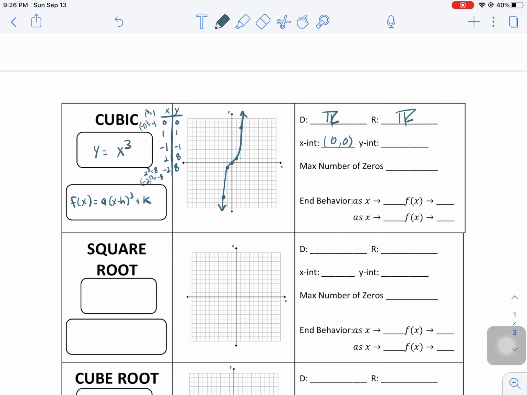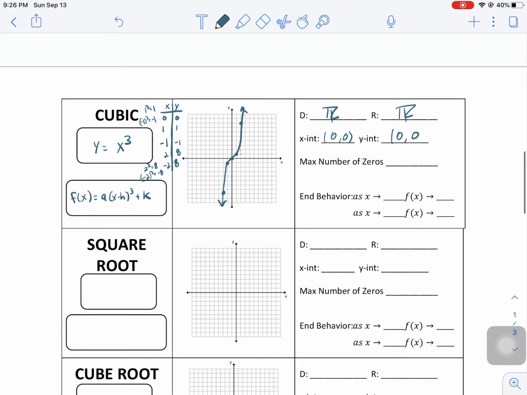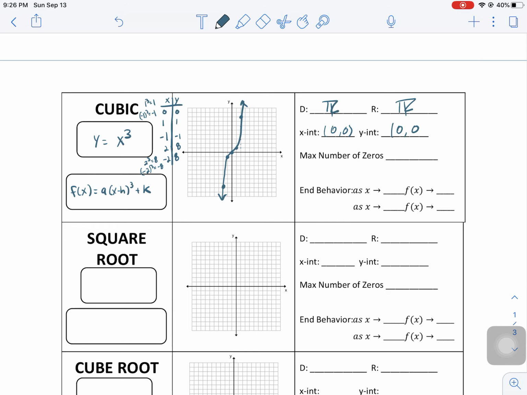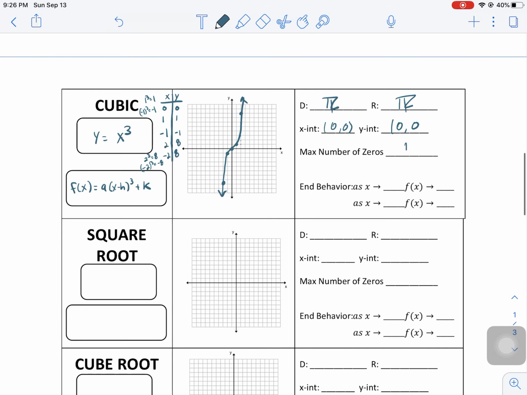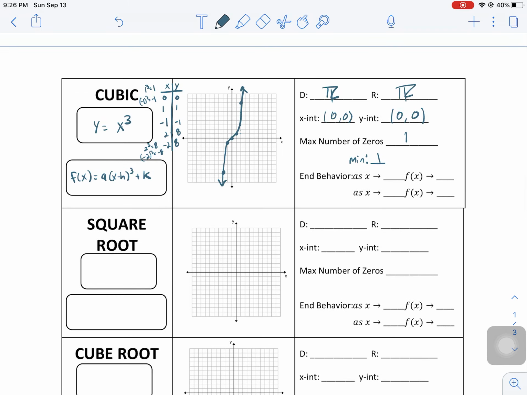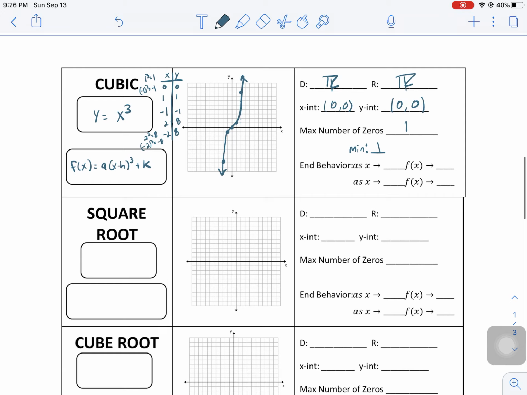X-intercept here is (0, 0). Y-intercept here is (0, 0). The max number of zeros for our cubic function is 1. Okay, the minimum number of zeros, though, is also 1. We're never going to not be able to go through the x-axis with a cubic function. The end behavior, as x goes to positive infinity, f of x is going to positive infinity. As x goes to negative infinity, f of x also goes to negative infinity.